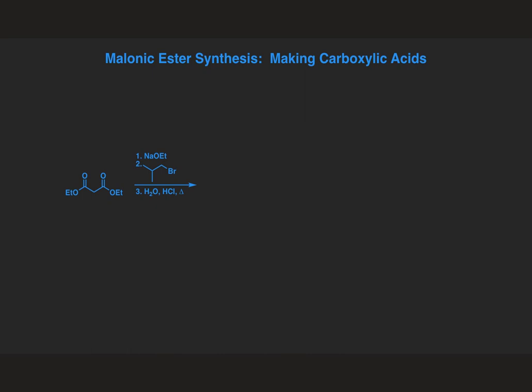And so one option is to make a carboxylic acid using the malonic ester synthesis. Malonic ester synthesis gets its name because this is malonic acid. And if you make an ester out of that acid here, you can use that in the malonic ester synthesis to make a carboxylic acid.